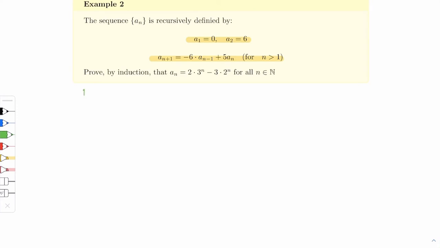Proof. Let's proceed by strong induction on n. Okay? So, base case.